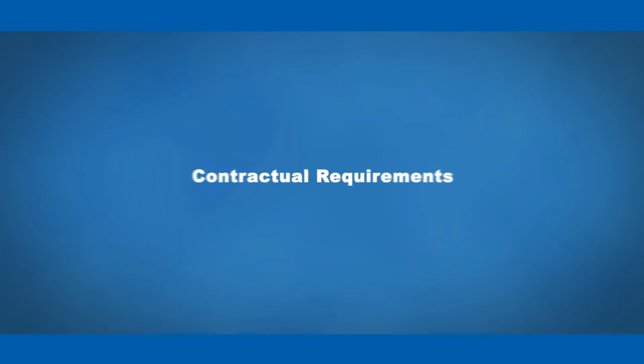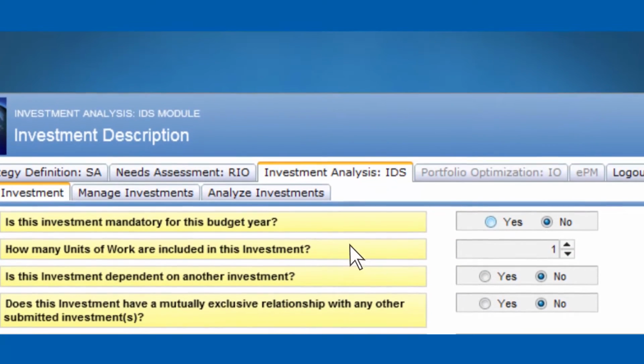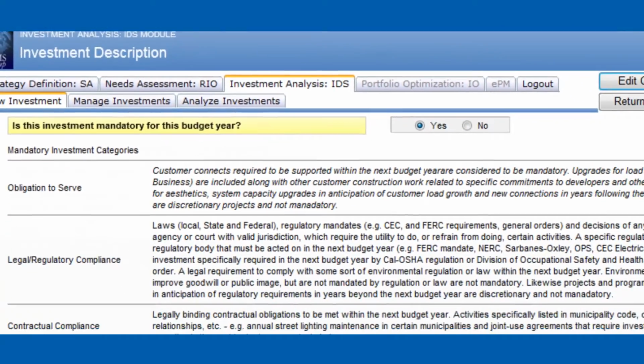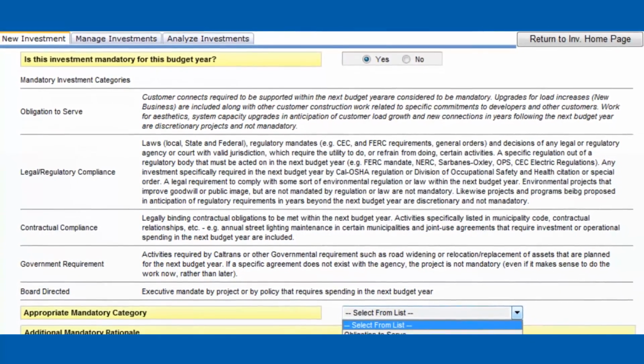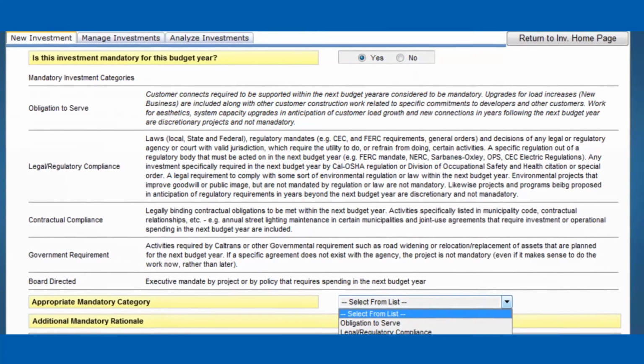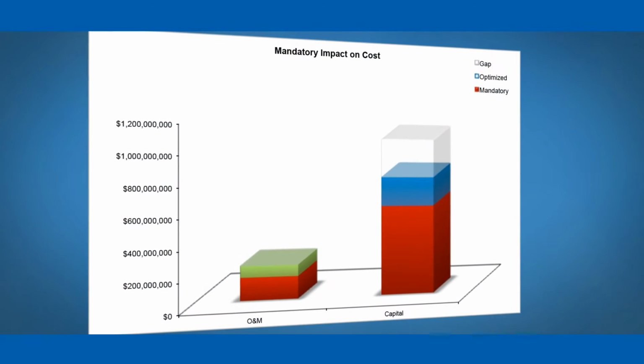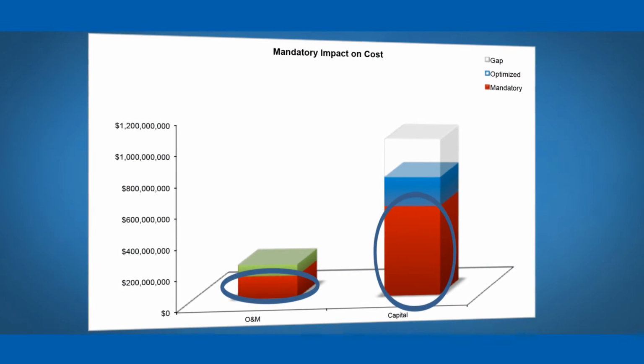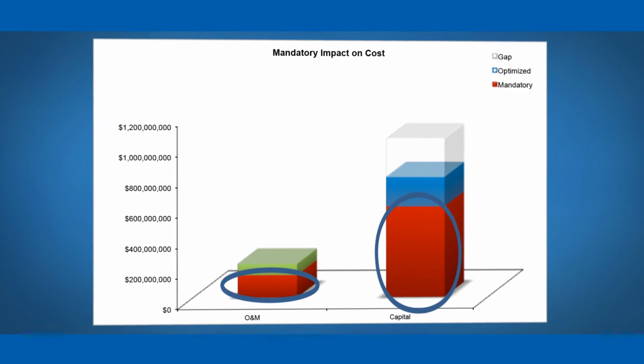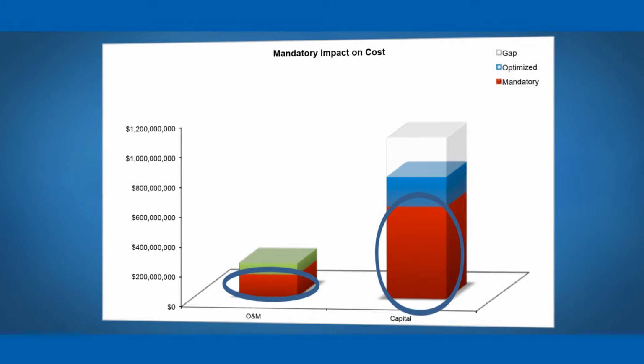Second, let's see how the SOS can help better understand and control mandatory spend. Investments are often marked mandatory when they may not be fully mandatory or not mandatory until a future date. This can result in very high percentages of the budget, or even the whole budget, being mandatory, with little room for discretionary spending to help achieve company strategy.